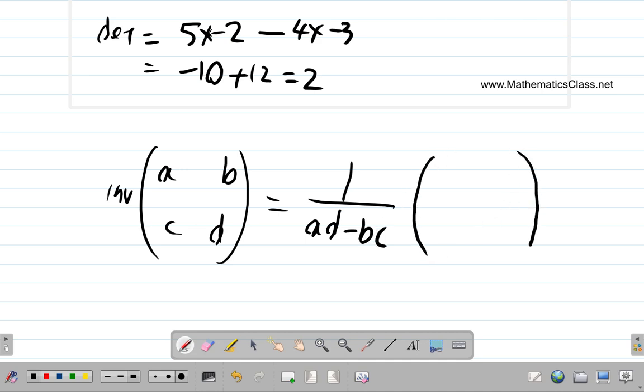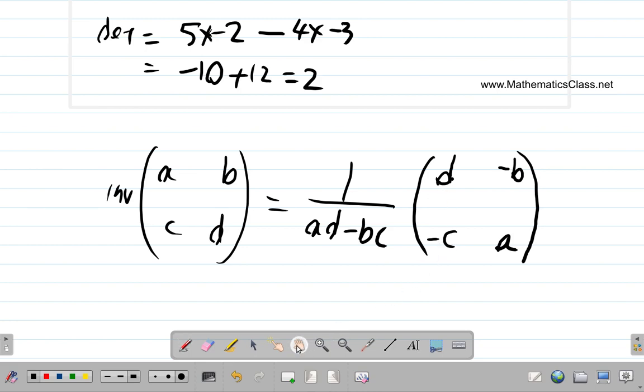multiplied by the adjoint matrix. The shortcut to getting the adjoint matrix is to interchange the leading diagonals. A comes down here and D comes up here. You interchange. See that? Then you change the sign of the elements in the non-leading diagonal. B becomes negative B and C becomes negative C. You interchange A and D, change the sign of B and C.